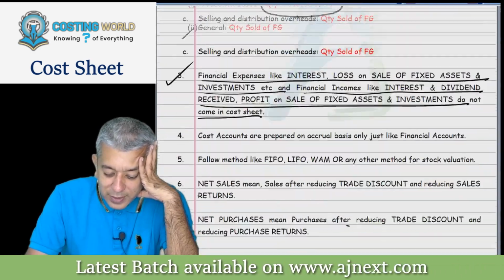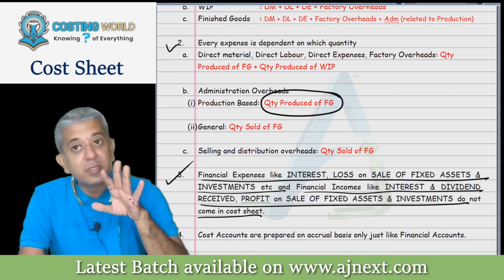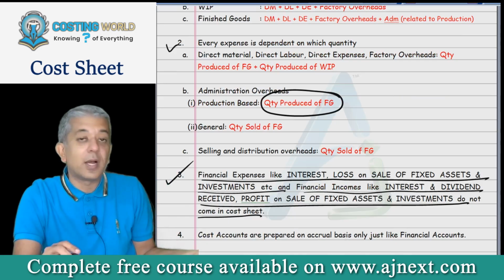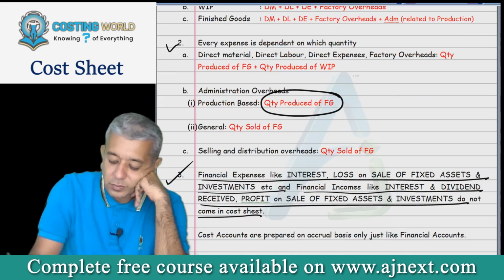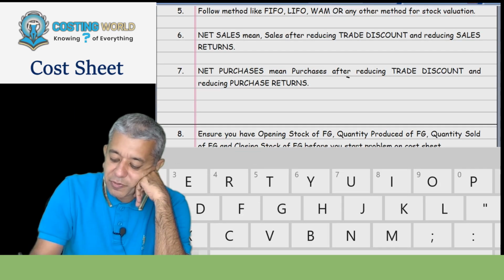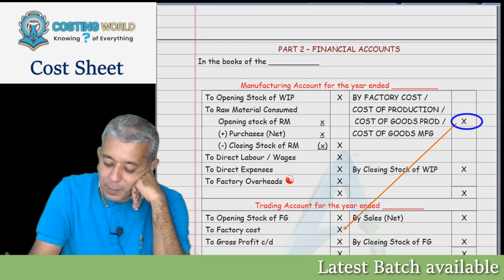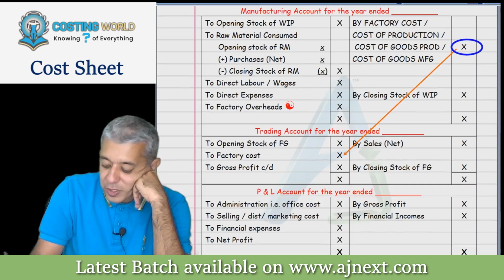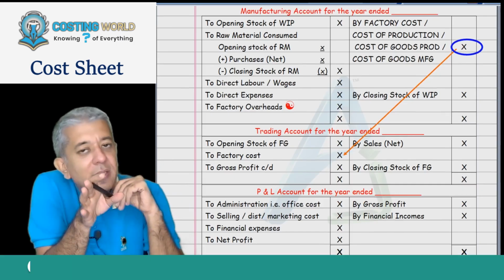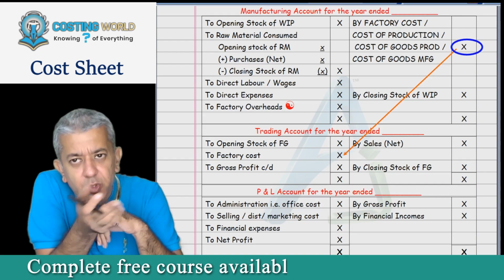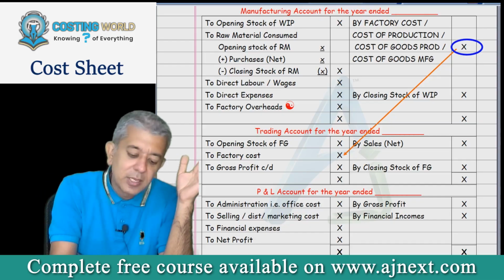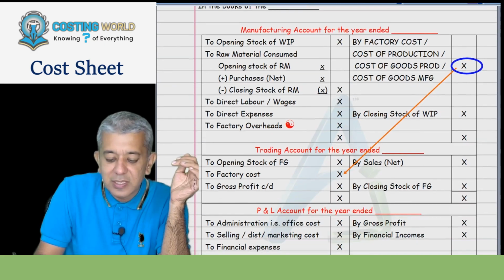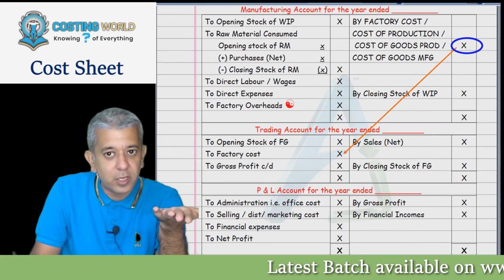Okay, now you all are champions in cost sheet. Obviously one question that will always come is, what is the difference between cost sheet and the manufacturing, trading and P&L account? So, first of all, let's try to see how good in accounts you all are. This is your manufacturing, trading and P&L account, which you all have done since 11th standard. I don't need to explain this particular thing.